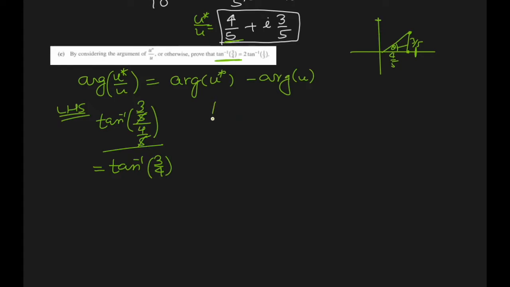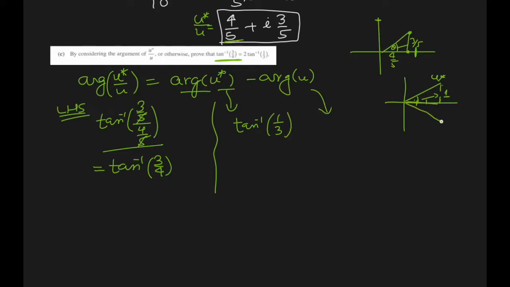Okay, let's go to the other one, the argument of u star. u star was here, if we remember, this was 3 and this was positive 1, that was u star. So what will be the argument of u star? This one will be tan inverse, and if this is the argument, the opposite is 1 over the adjacent 3, right?